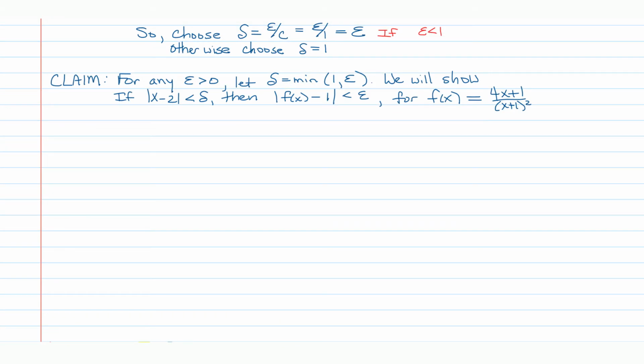So with that in mind, we're going to make this claim. For any epsilon greater than 0, let delta equal the minimum of the two values 1 and epsilon. And we will show that if the absolute value of x minus 2 is less than delta, then the absolute value of f of x minus 1 is less than epsilon.